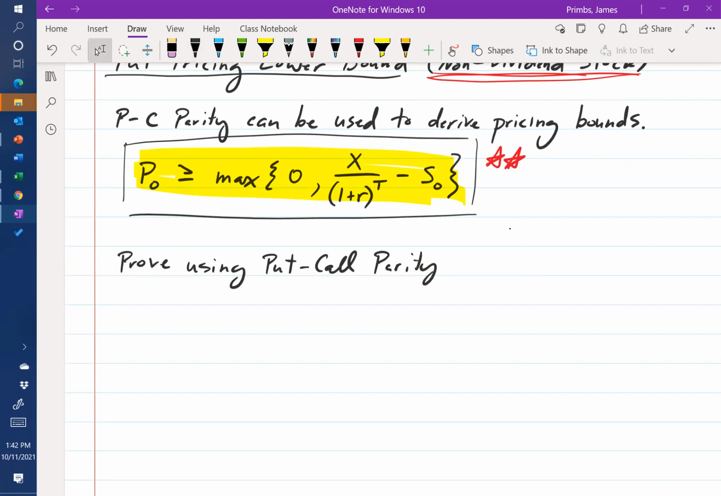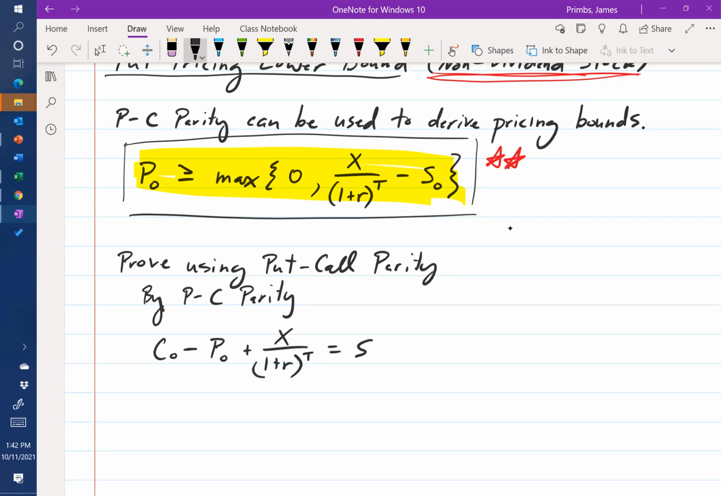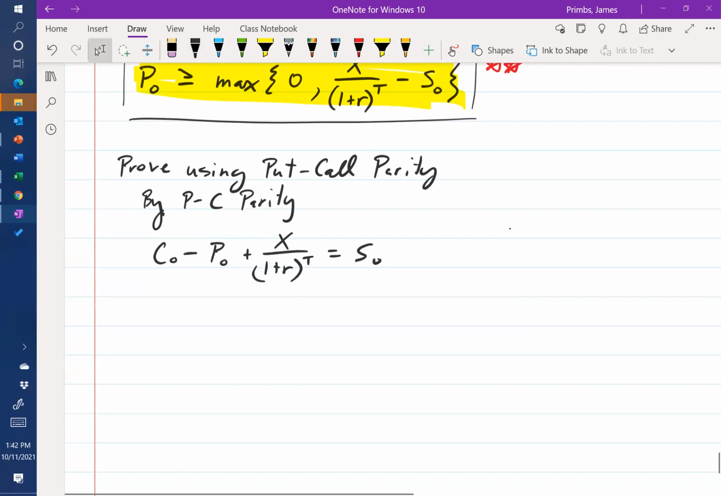Okay, so let's start with put call parity. So by put call parity, what do we have? We have C0 minus P0 plus X over 1 plus R to the T. You'll see how easy put call parity makes this. All right, and then what am I going to do? I'm going to solve for the put price. So P0 is equal to, I solve for the put price, and I want to write it in the right order.